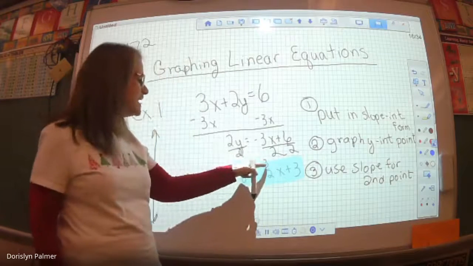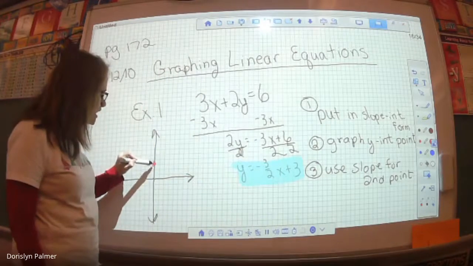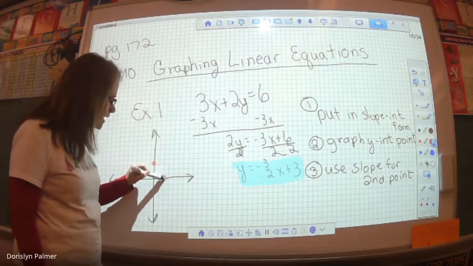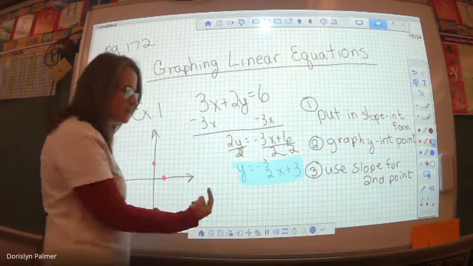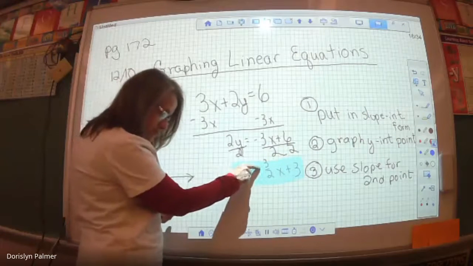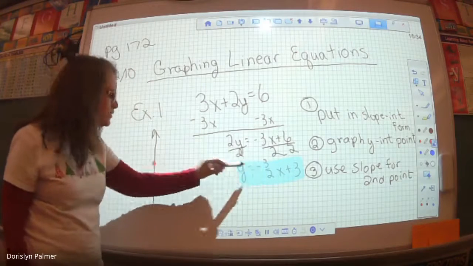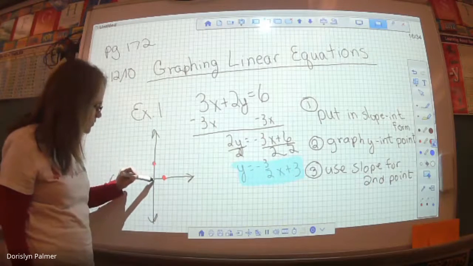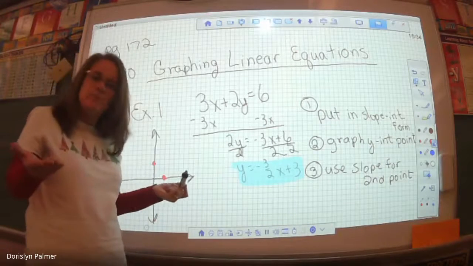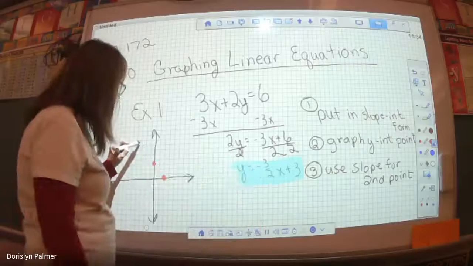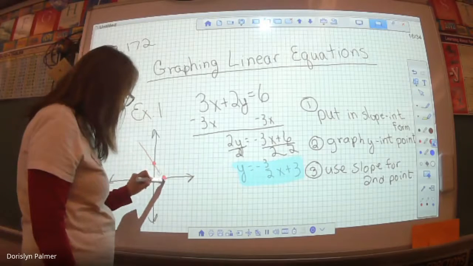So my slope is -3/2. So I go down 3, to the right 2. I always go to the right, so I either go up or down depending on if this is positive or negative. I go down 3 because it's a -3/2. That's how I get my second point. So I didn't have to substitute anything in. I could just use my slope to find the second point and graph it.